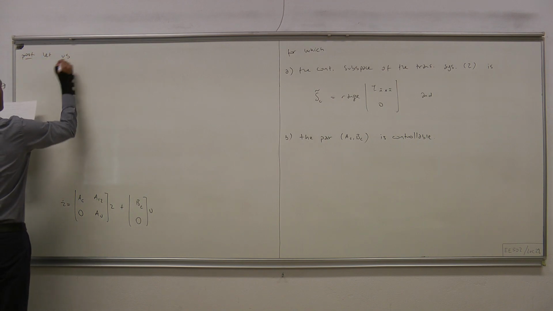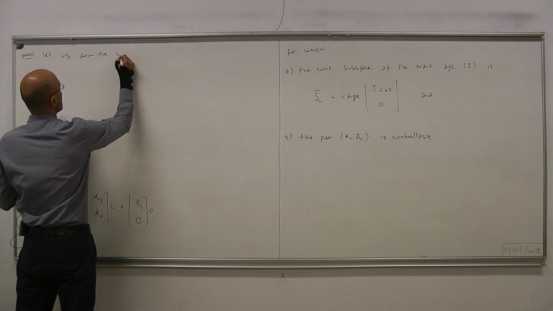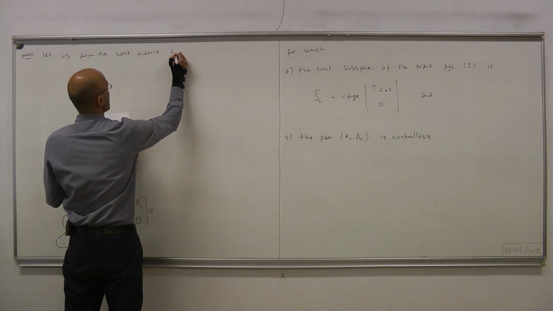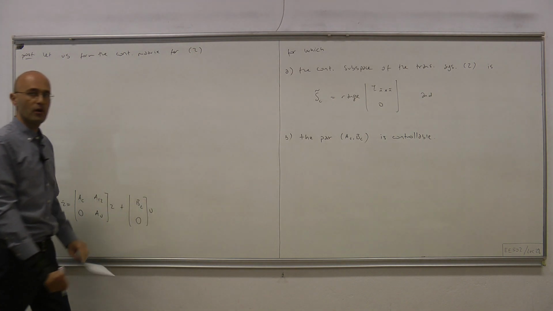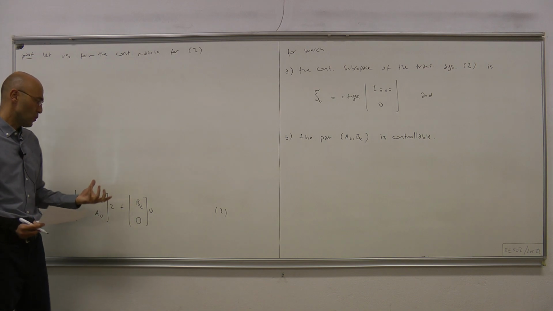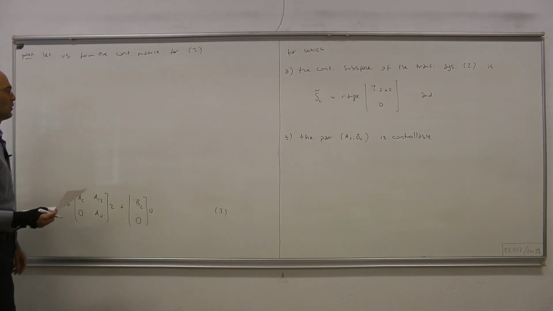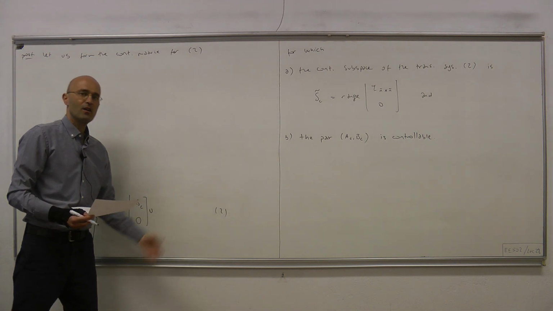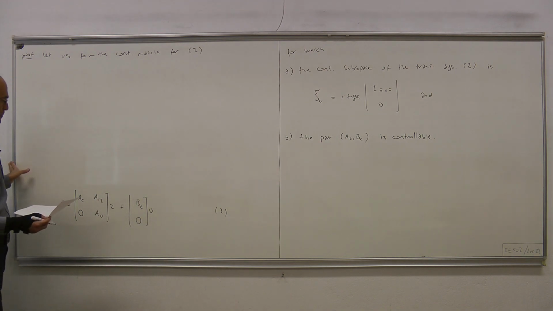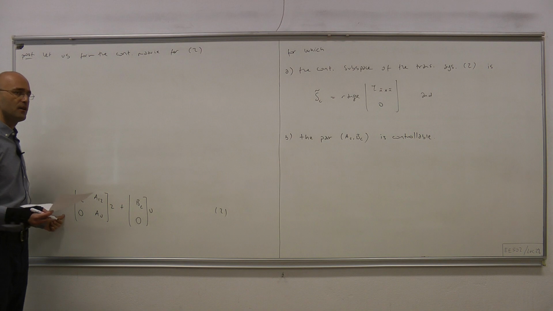So let us form the controllability matrix for the system 2. This is A tilde, this is B tilde, so the controllability matrix is B tilde, then A tilde B tilde, then A tilde squared B tilde, and so on. So you put all those columns side by side, make a big matrix, and that big matrix, which is of size n by nk, is your controllability matrix for the system 2.